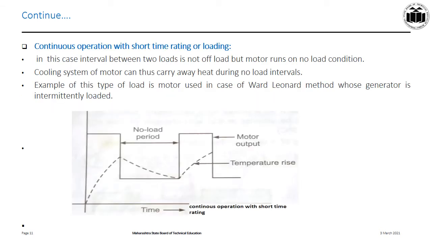In continuous operation with short time rating or loading, the interval between the two loads is not an off load period, but the motor runs on no load condition. Therefore, if we talk of the cooling of the motor, the cooling is done during the no load interval. An example is the Ward-Leonard method whose generator is intermittently loaded. The temperature rise and cooling can be seen by the dotted line in the diagram.